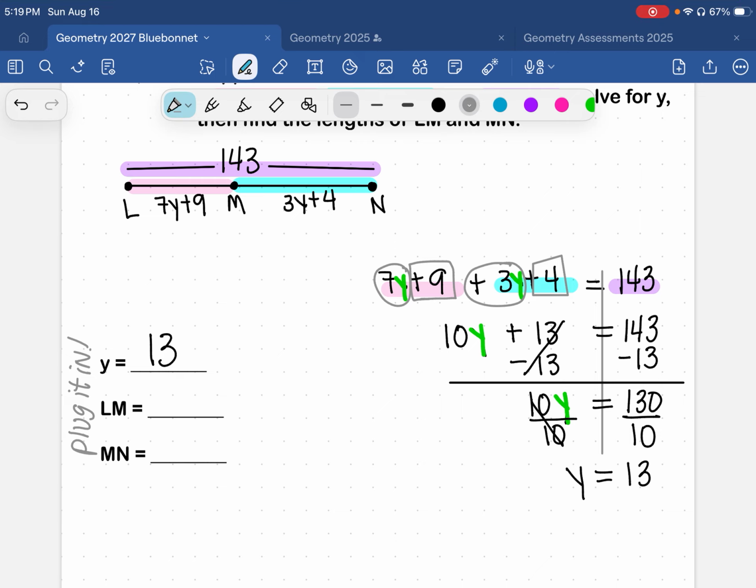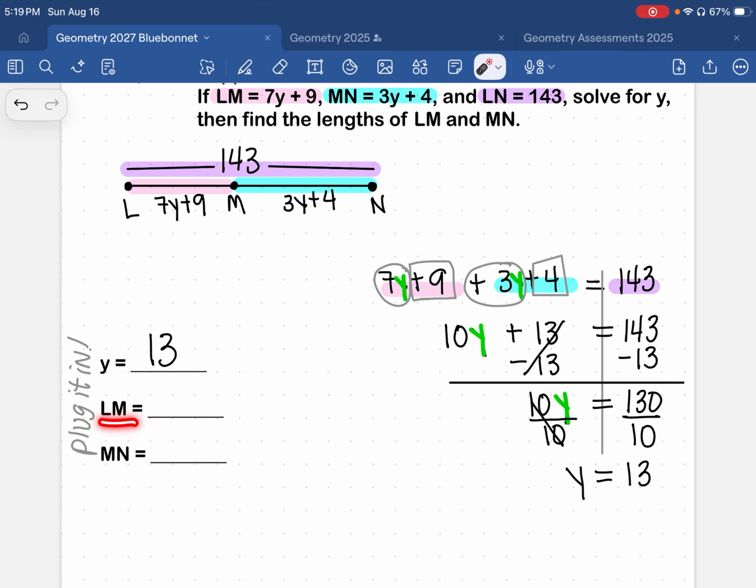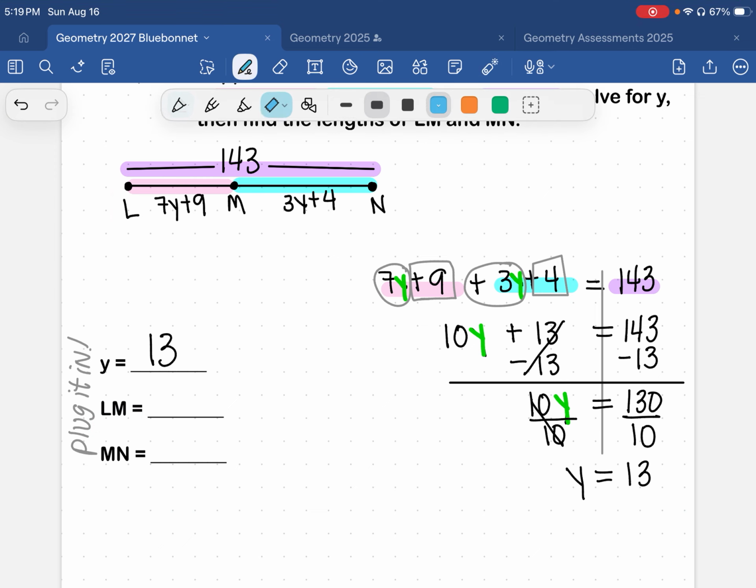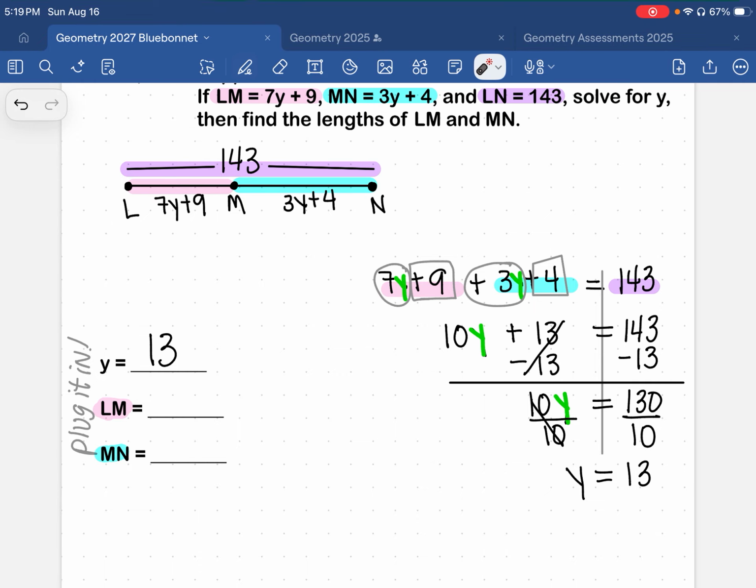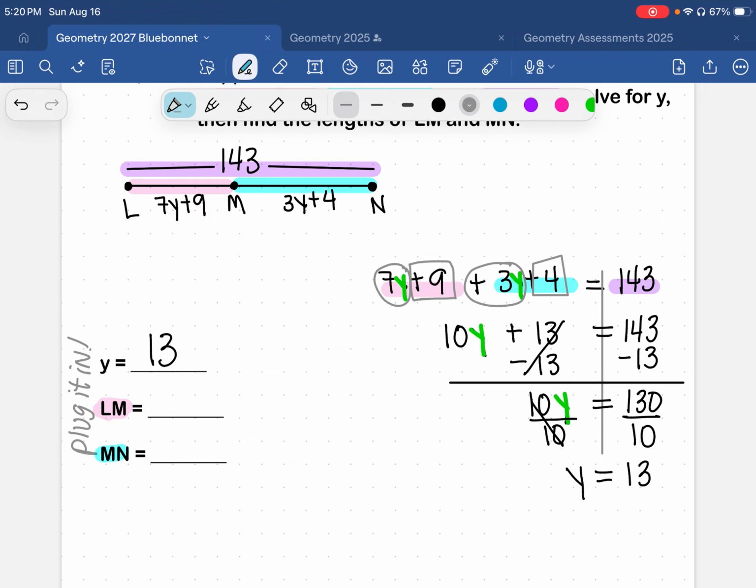So LM, I'm going to go back and look for the letters L and M. That is the one that I highlighted in pink. This is my pink one. And MN, I can see right next to it, are the ones that I highlighted in blue. Okay, so I'm going to go ahead and I'm going to plug in my answer.